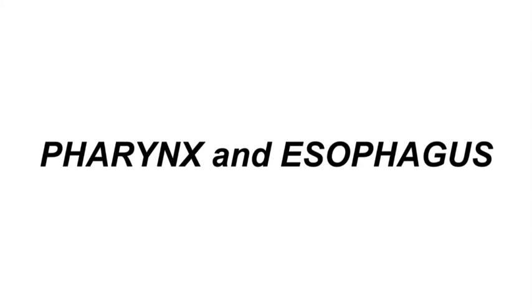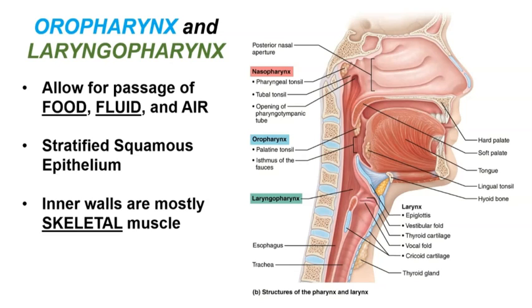Now we will examine the structures of the pharynx and the esophagus. So let's review the pharynx. Recall that the oropharynx and the laryngopharynx are passageways for food, fluid, and air. So they share functions with both the digestive system and the respiratory system.